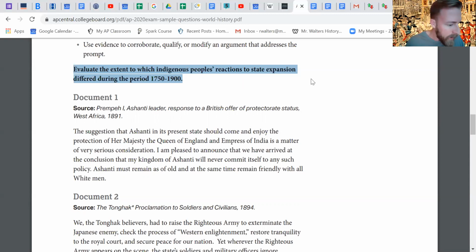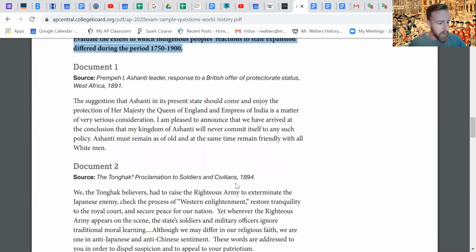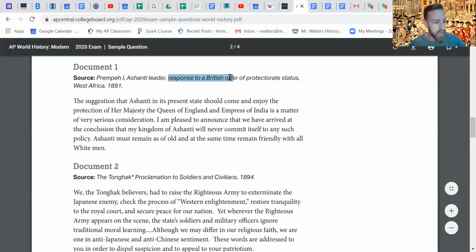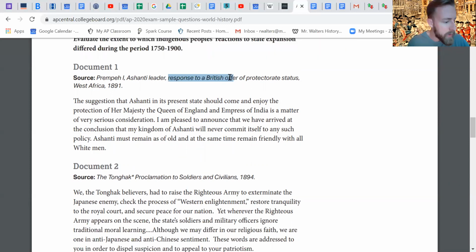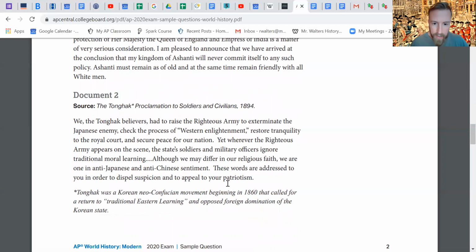So I said, document 1, this Ashanti said that they wanted to fight back against any kind of rule by the Queen. It says they'll never commit themselves to any policy. And this is some kind of response, okay? She wrote a response to the British government. So I said here that she protested with a response that they were going to push back on what they were doing.